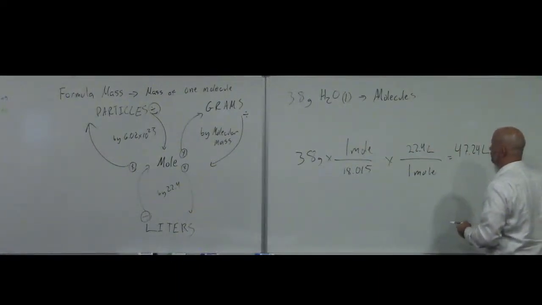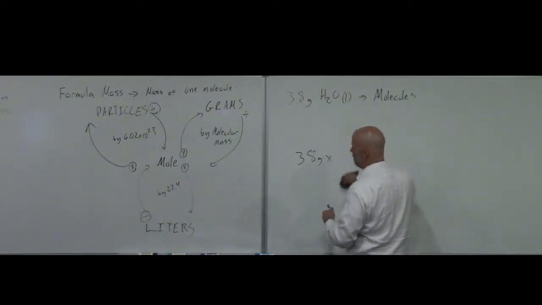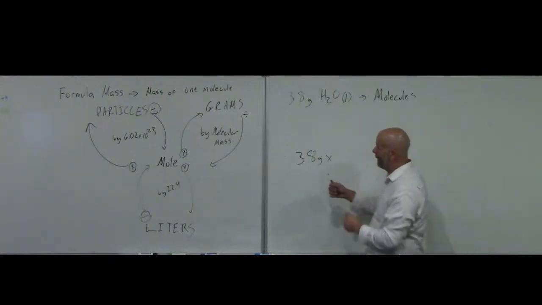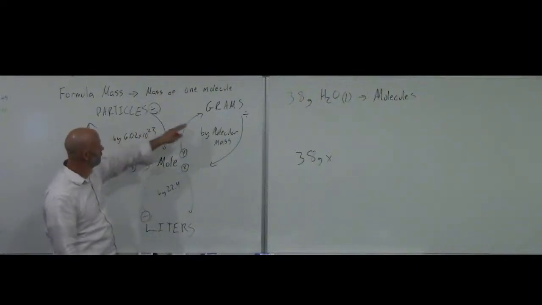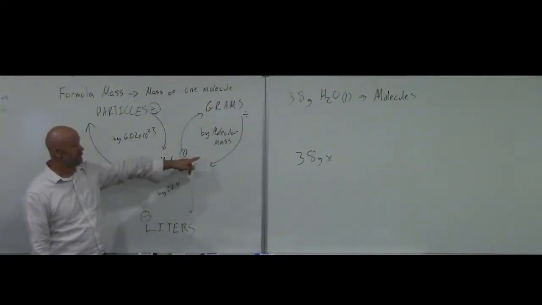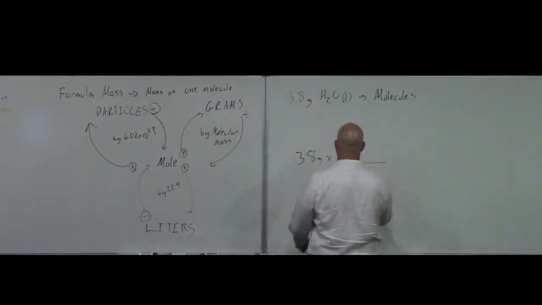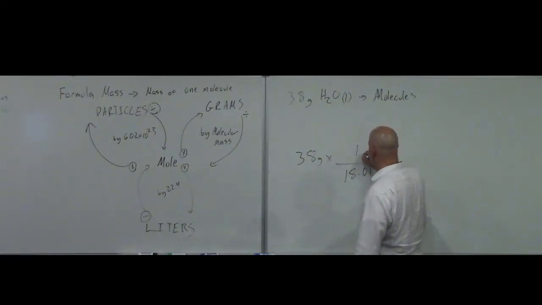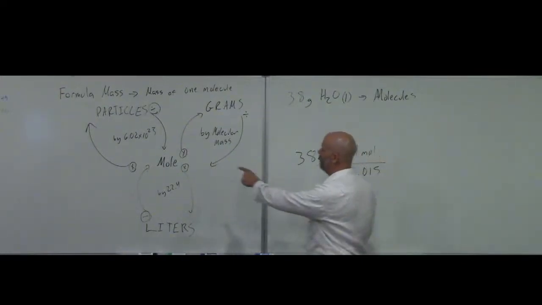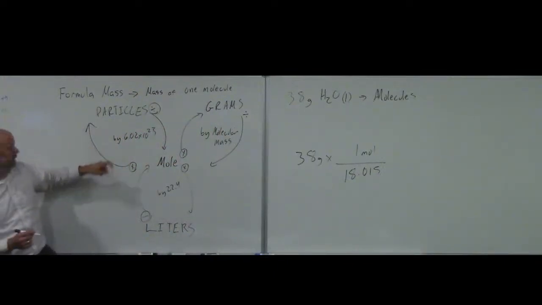Run the math. How do I set this up? I want to go from mass to particles. So what does this say to do? Divide by molecular mass. So I'm going to put my molecular mass down here. What is that molecular mass? 18 point what? 0.15. That's for 1 mole, right? And now I want to get to particles, so what do I do? Multiply by 6.02 times 10 to the 23rd.